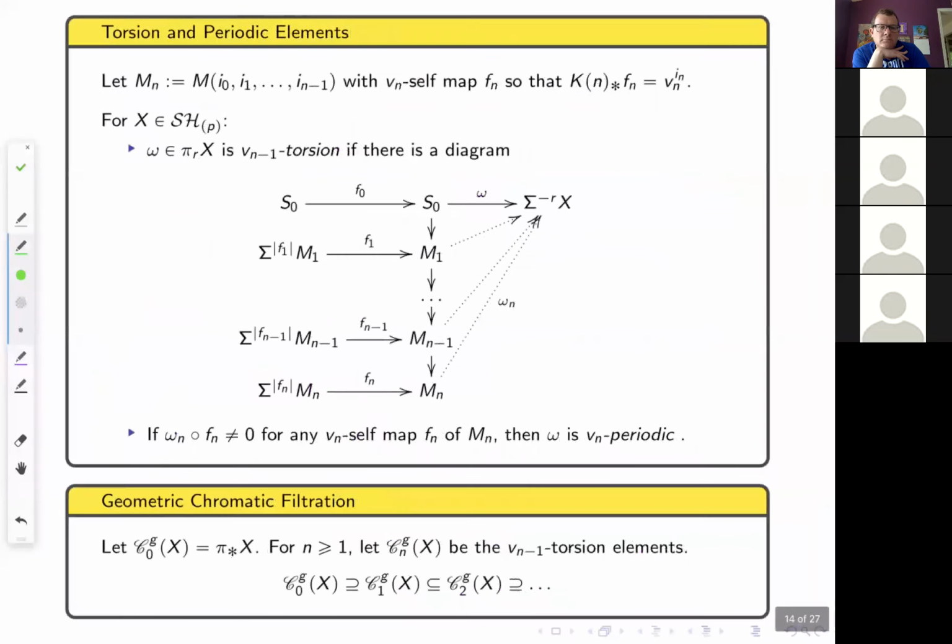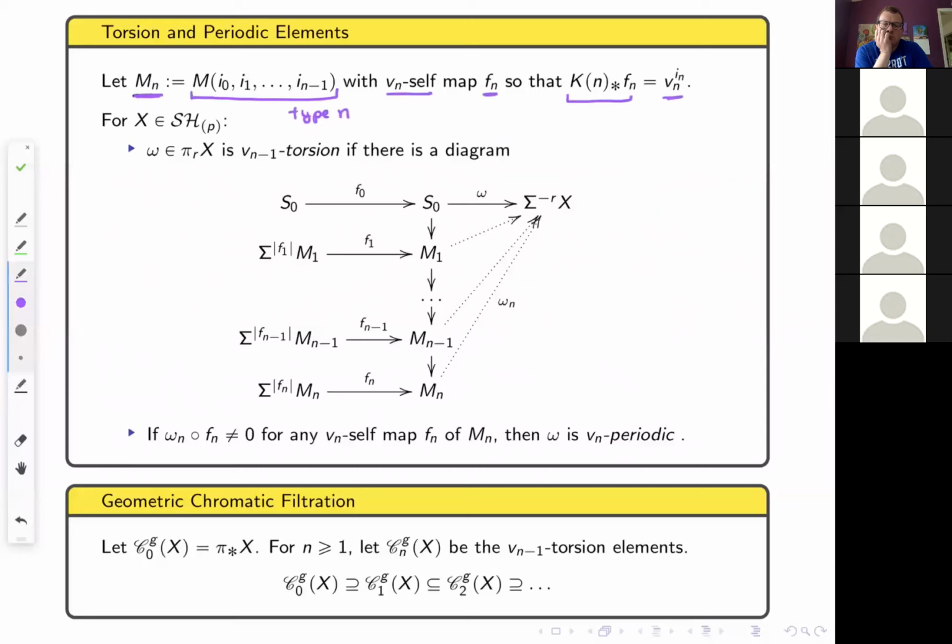Okay, so now we're ready to talk about periodicity. So chromatic homotopy theory, you've probably heard, it's these periodic families, okay? Well, here it goes. What does that mean? So I'm going to write, just on this slide, shorthand Mn for Mi0 up to In-1. So it's a type N complex with a Vn self-map, which I'm going to call Fn. And then we're going to say that Kn star of F is Vn to the In. Okay? So I'm not fixing them in advance. I'm just saying whenever I write, that's the notation that I'm using.